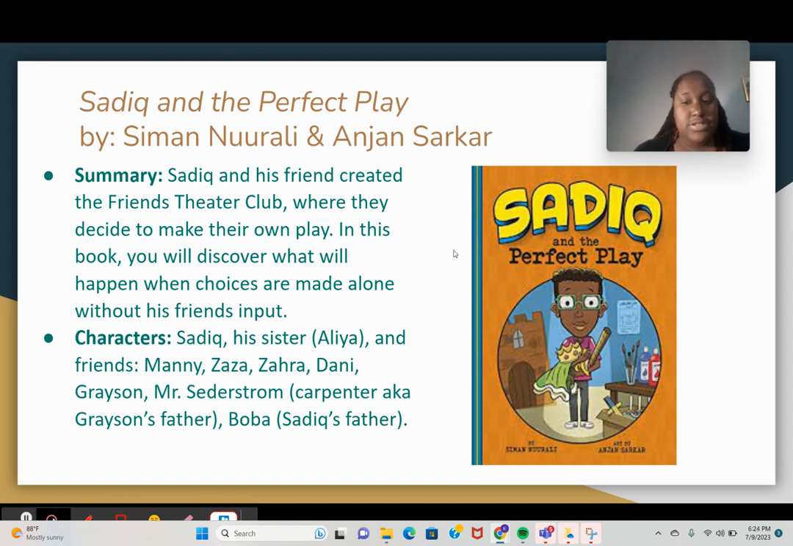The characters within the story are as follows. You have Sadiq, who's the main character. You have his sister, her name is Aliyah. You have some of his friends, which are Manny, Zaza, Zara, Denny, and Grayson. You also have Mr. Setterstorm, who is the carpenter, also known as Grayson's father. And then we have Baba, which is Sadiq's father. And Baba, guys, means father in the Somali language.